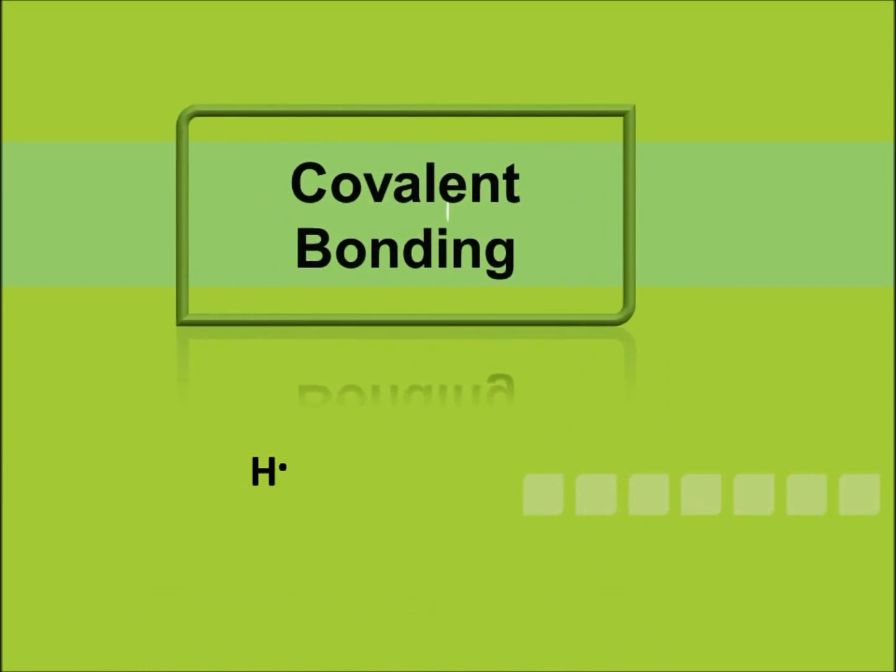A covalent bond, on the other hand, takes place when two atoms, rather than transferring their electrons, share their electrons. In this case, each hydrogen atom has one electron on the outer shell. They share this electron to form a covalent bond.